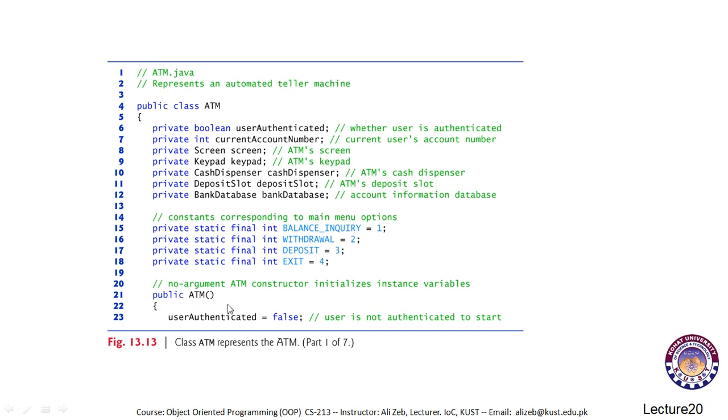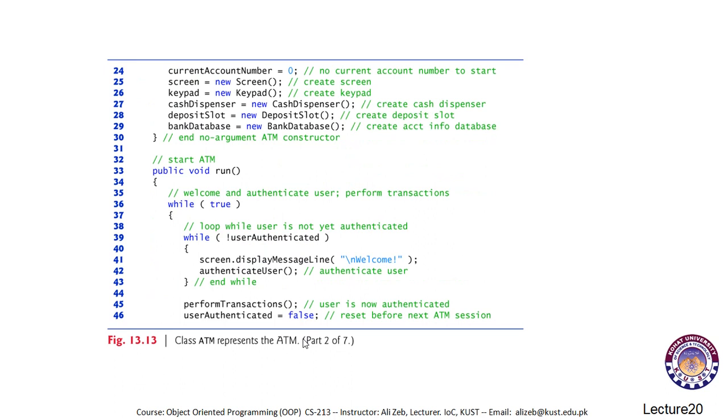The constructor of the ATM class initializes these variables. By default, a user is not authenticated, and then we have the objects of the other classes. The current account is 0 by default. And this is the method that will be called, where the execution of our ATM system will start. The run method has been declared, and we will call this method from our main method to start our ATM machine.